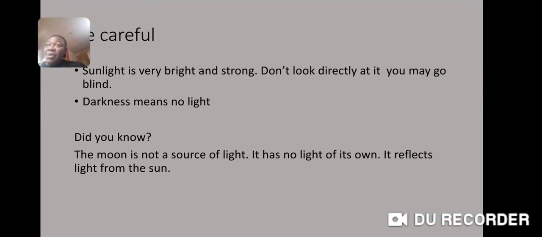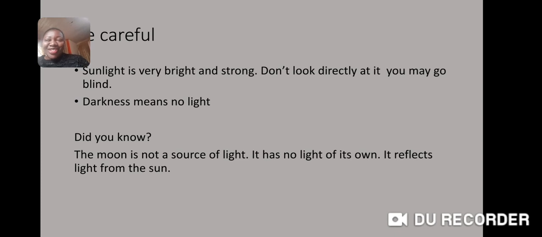Now, be careful. Don't look straight into the sun. You can go blind. And I know you don't want to go blind. The sunlight is very bright and very strong. It is not right to look straight into it, even with your sunglasses on. Now, when there is no light, we say it is dark. So darkness means no light.